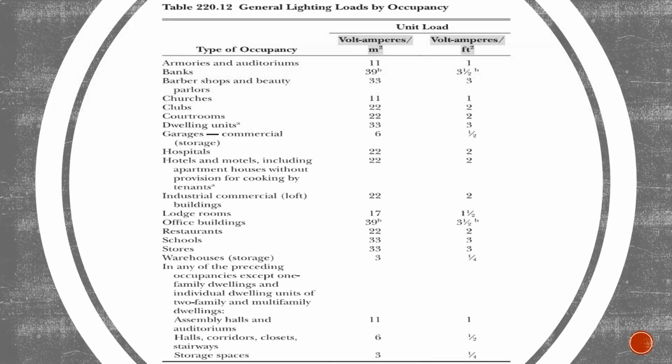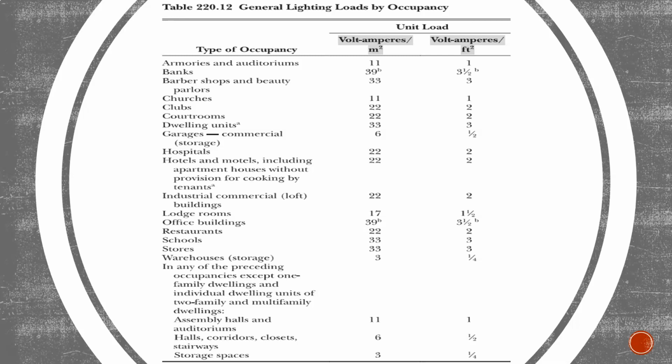amount. For the sake of Article 220 of the code, it's important to keep in mind we're going to be using the term volt amp a lot. You can, once again, for the purposes of Article 220, think of a volt amp as the same thing as a watt. So essentially, we're going to be multiplying the square foot by a watt number.